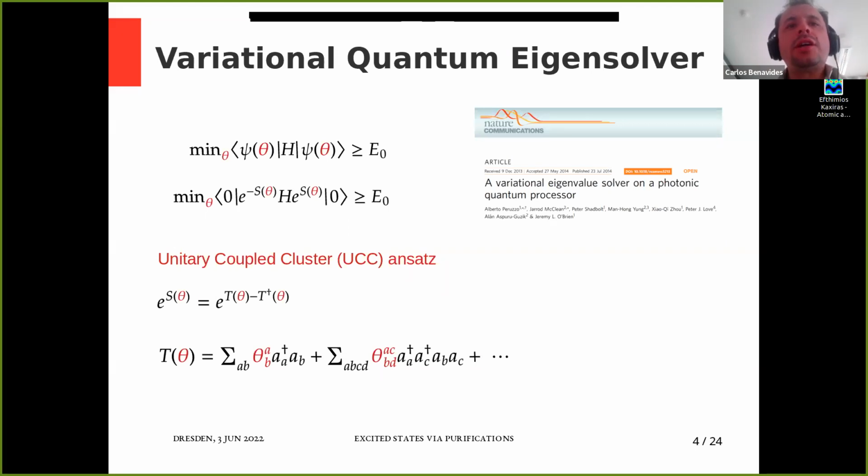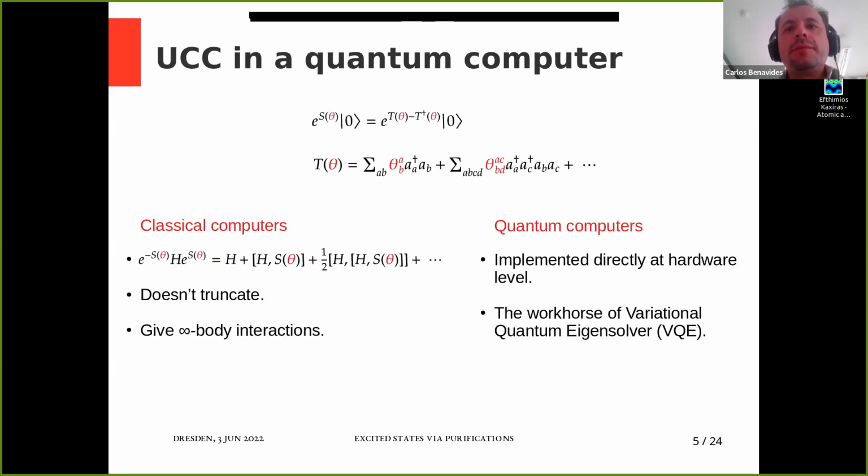Now, why is this unitary coupled cluster ansatz so important? The crucial thing to understand here is that this is a very cool approach because it is a unitary transformation of a state, and we know that unitaries can be implemented in quantum computers. But the thing is, this unitary coupled cluster ansatz is inefficient in classical computers, even though we know it is sort of the standard to compute ground state properties of chemical systems.